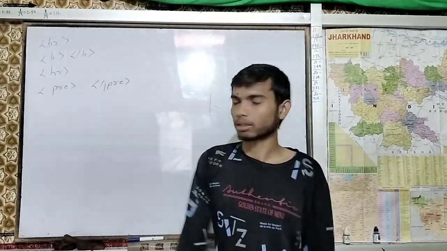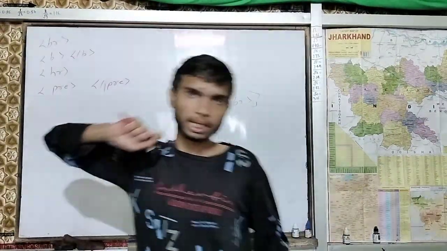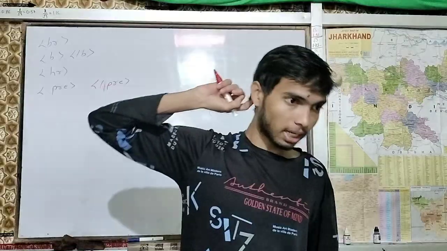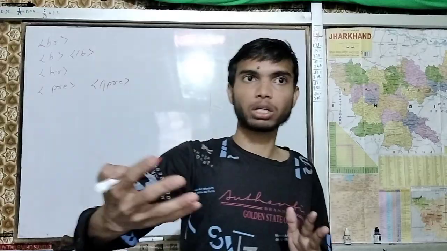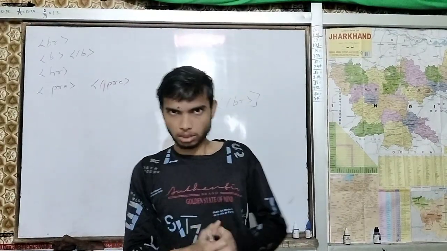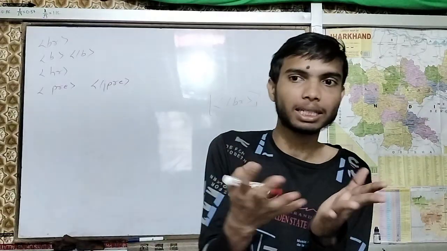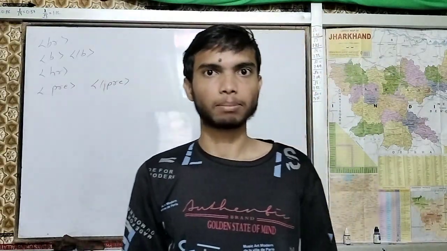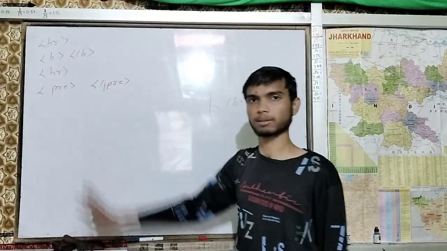It's a self-ending tag. So what is the work of this BR tag? This BR tag will break a line. This will break your paragraph. So BR means break. So it breaks the paragraph, breaks the sentence line. That is the work of this BR. That's it.